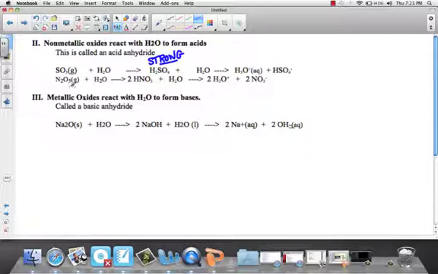Dinitrogen pentoxide, again another non-metallic oxide. Nitrogen's a nonmetal, it's mixed with oxygen, plus water. Remember, it's going to form an acid, so it's going to form 2 HNO3. So nitric acid, which again is also very strong, will react with water and dissociate instantaneously.